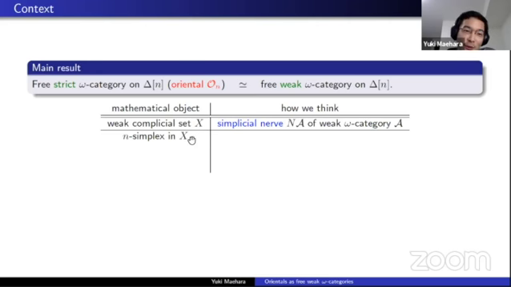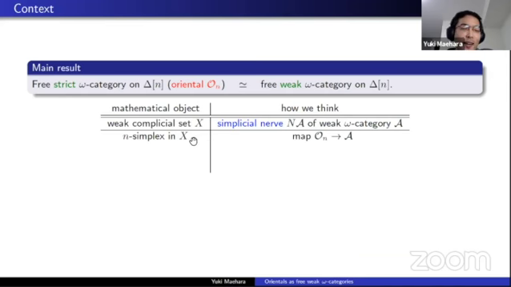If such an X is to be thought of as the simplicial nerve of some A, then an n-simplex in X should be thought of as a map out of something into this omega category A. And what is this something? It should be a weak omega categorical realization of the n-simplex. And here we are thinking of these simplices as maps out of the Oriental, which I'm also going to define later. And so this is how we think about these things.